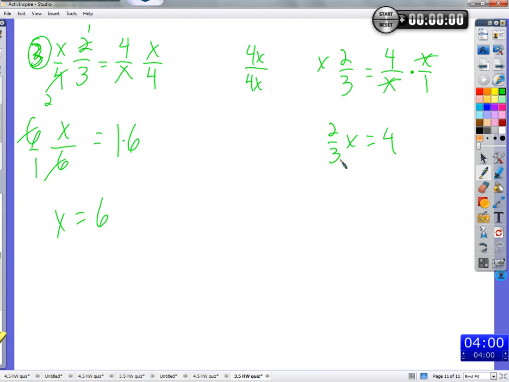Can you get x by itself? No. Correct. You can divide by 2/3. Okay, we don't like dividing by fractions, right? So when we divide by 2/3, we could instead times by 3 over 2. 4 over 1 times 3 over 2 cancels. This is 2. 2 times 3 is 6.